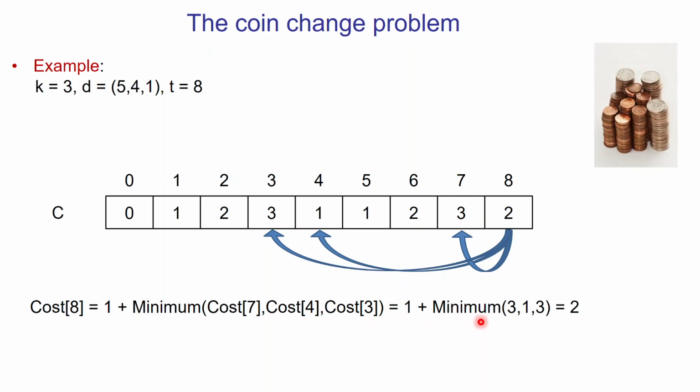So the minimum of this thing is 2, corresponding to the choice of using the coin with value 4, go here, and then using again a coin with value 4.